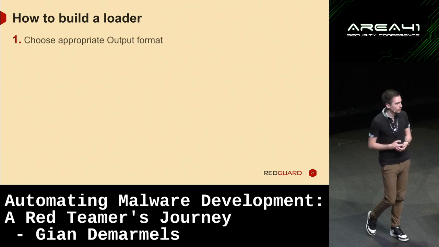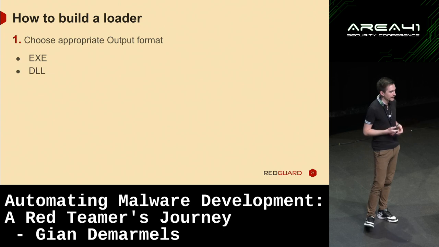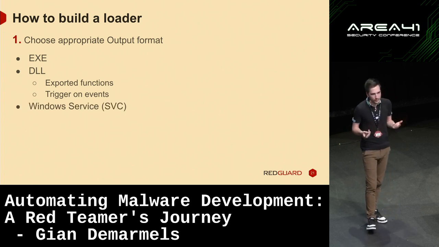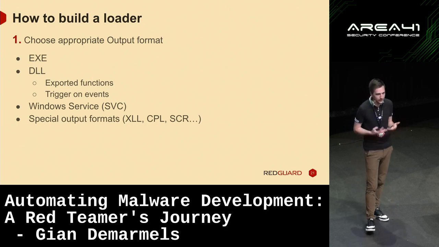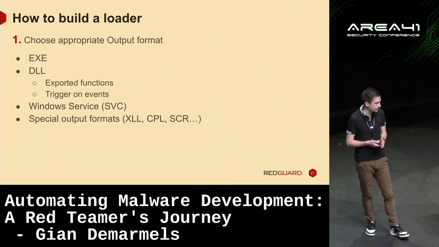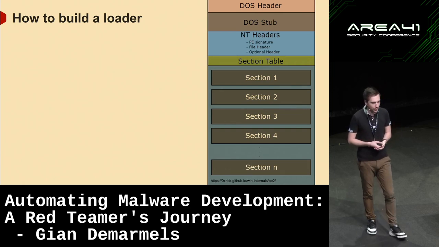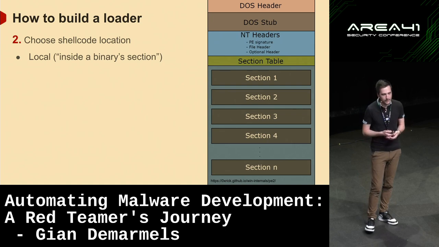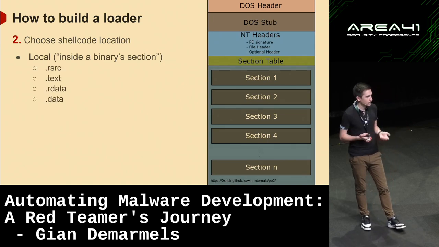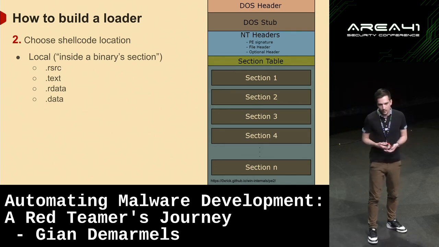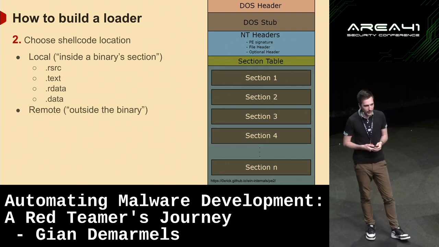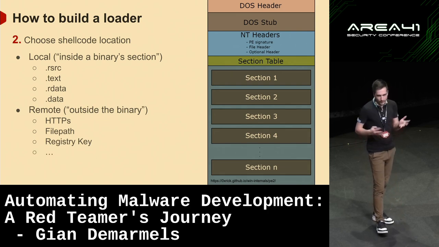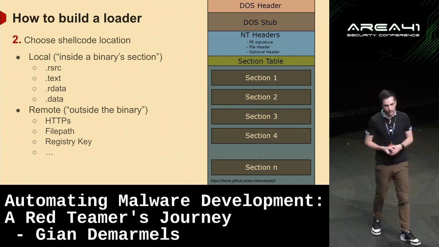The first step is that we need to choose an appropriate output format. This can be an .exe or a DLL with an export function, or even triggers in events, for example. It can also be other formats like a Windows service, or other exotic formats like CPL or XLL, which are special cases of a DLL. In the next step, we need to choose a location where the shellcode resides. This can be either locally inside the binary, for example inside a section of a PE file, like the sections that we see here, or it could be remote, meaning in this context outside of the binary. This could be, for example, a web server, a file path, or even the registry. You can be very creative. There are a lot of other options where you can put your shellcode.